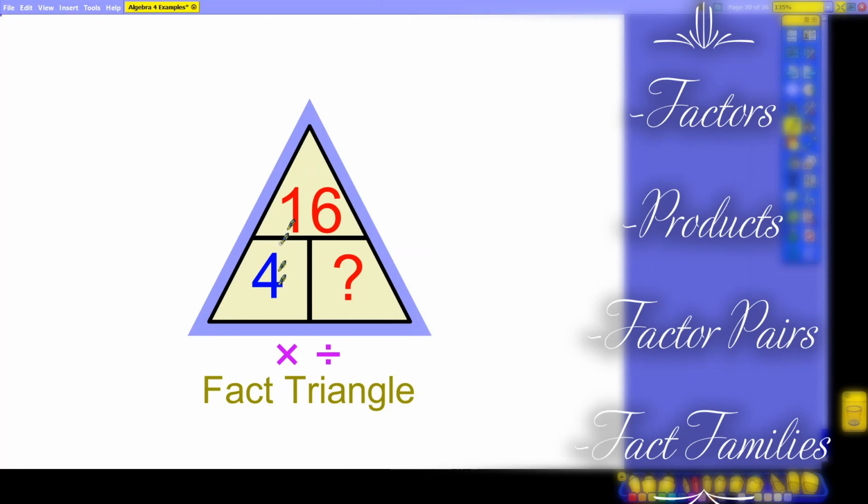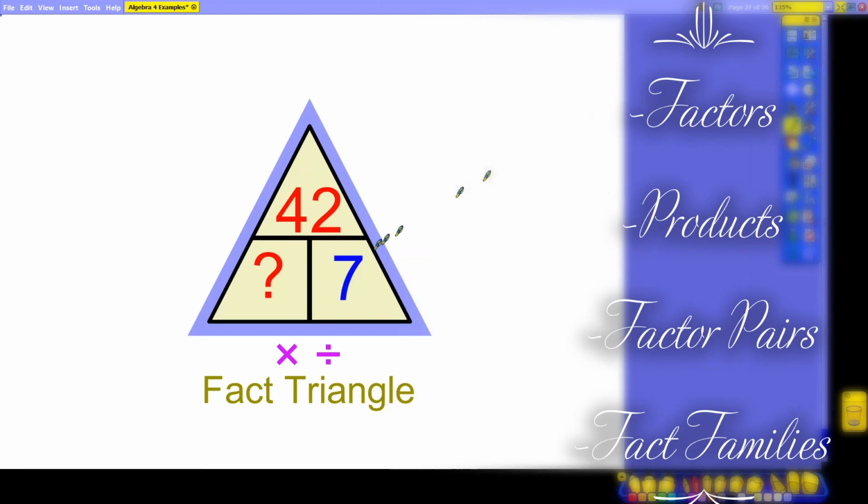This one, the big number is on the top. 4 times something gives me 16, and it is 4. 4 times 4 is 16. 16 is a square number. 4 times 4, you can think of a square that is 4 by 4. That's why we call them square numbers.